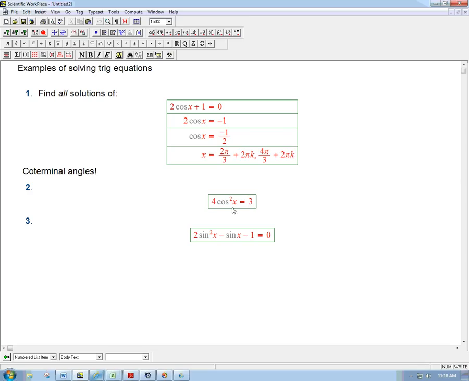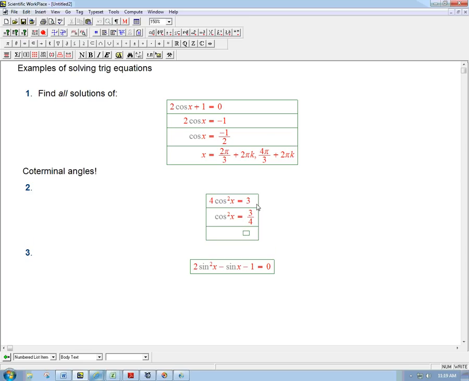Okay. Now what about here? 4 cosine squared x equals 3. Okay, well, again, x only appears once. This is a really big thing. If x only appears once, your basic task is to strip off layers. I like to think of it as stripping off layers of an onion to uncover the x underneath. So we just divide by 4.